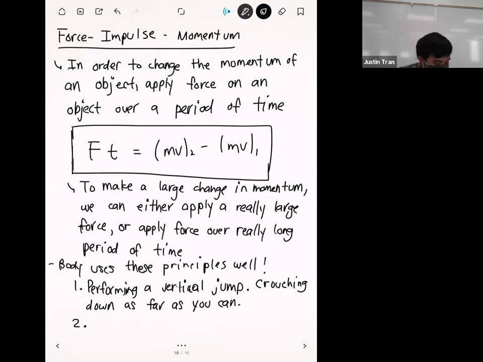Okay. All right. And so another example of this is the opposite situation. And so let's say that you're jumping down from a very large height.